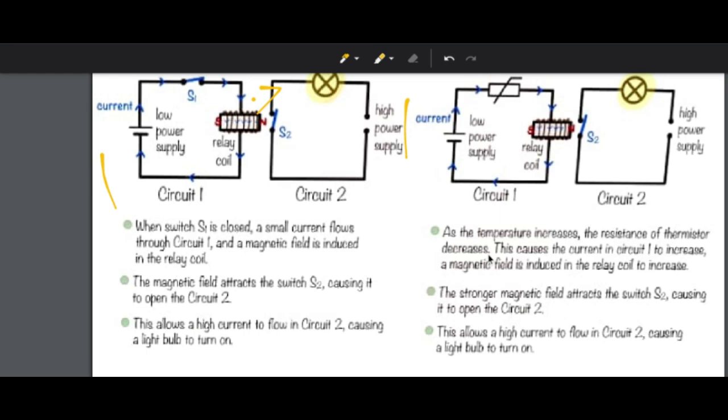As the temperature increases, the resistance of the thermistor decreases. This causes the current in the circuit to increase. The magnetic field induced in the relay coil increases. The stronger magnetic field attracts S2, causing it to close circuit 2. This allows a high current to flow in circuit 2, causing the light bulb to turn on.